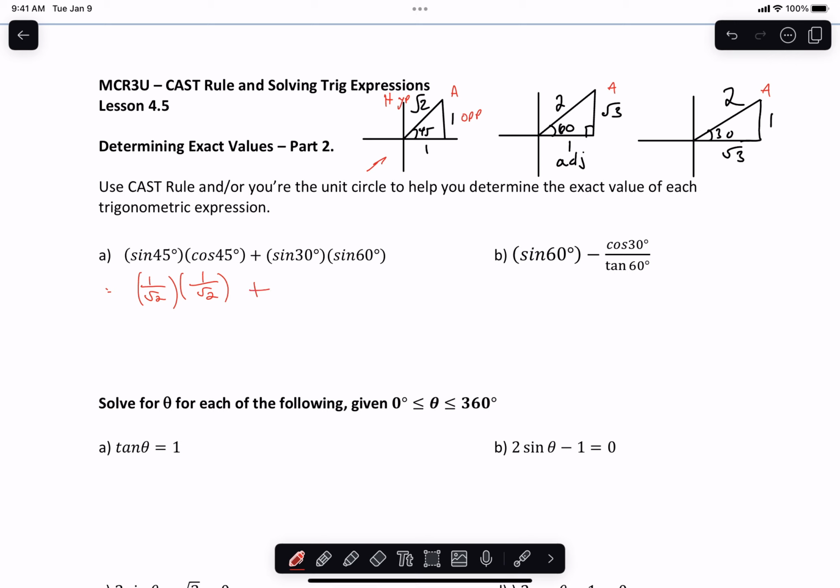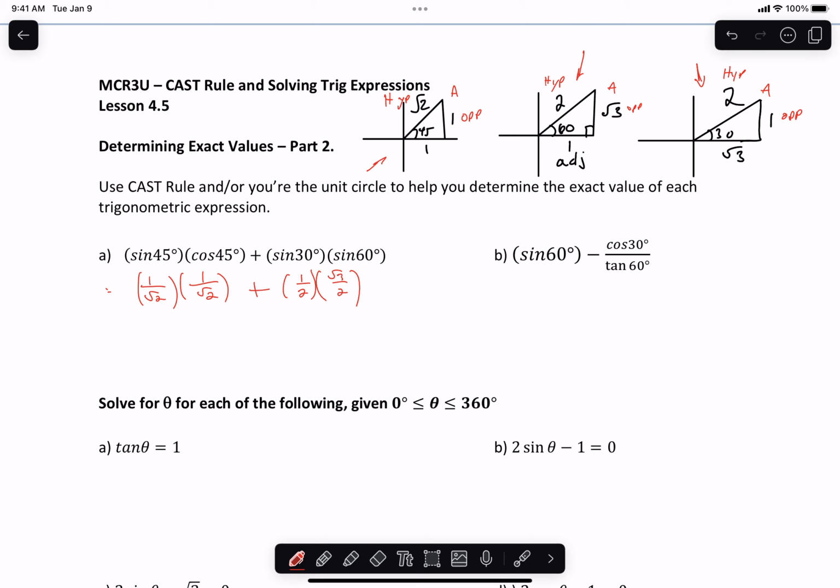I'm going to add that to, now I'm in the 30-degree triangle, that's this one over here. Sine of 30 is 1 over 2, opposite over hypotenuse, right? So I get 1/2 multiplied by the sine of 60. Oh, we're over here now. The sine of 60 is again opposite over hypotenuse. Okay, and so I get root 3 by 2.